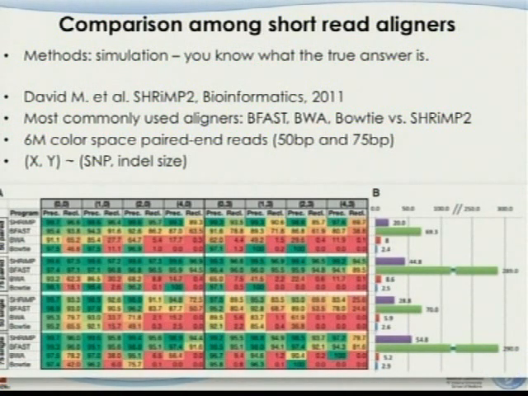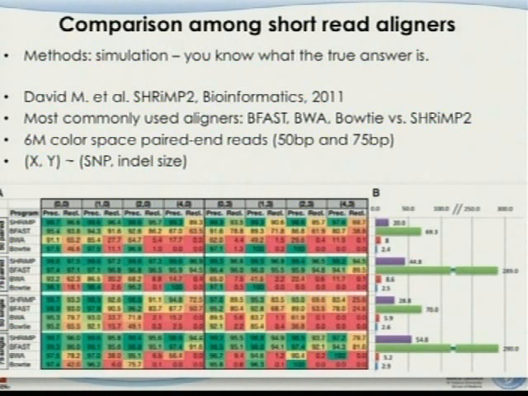Here are the results. From the back, I want you to see the colors: green means good, red means bad. That's as simple as it is. This is 50 base pair paired-end and 75 base pair paired-end, and the 50 and 75 base pair single-end, and they look at the performance. For each category, the top four columns are SNPs with no gaps: no SNP, one SNP, two SNPs, and four SNPs.